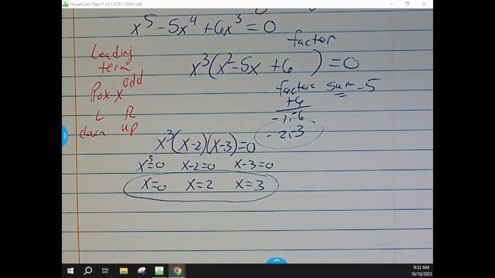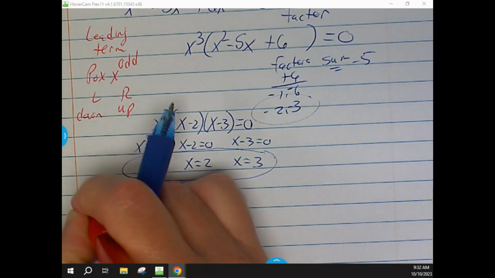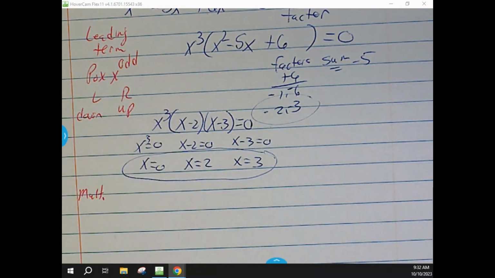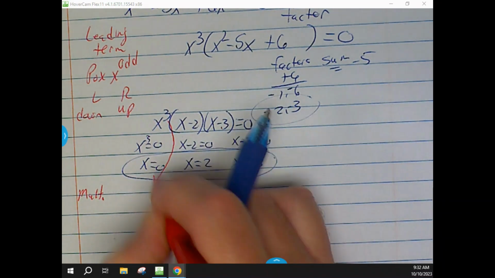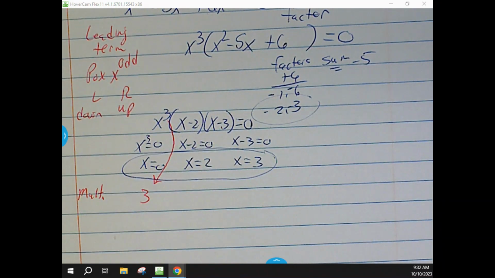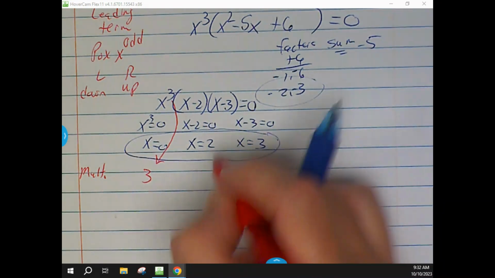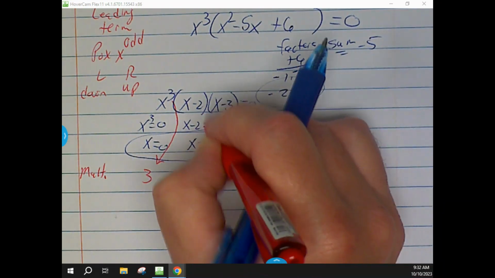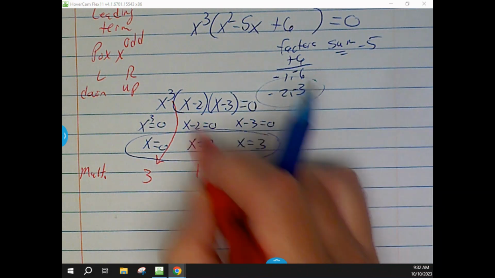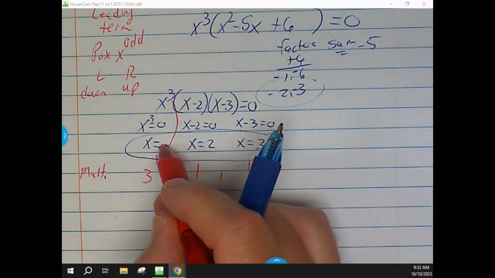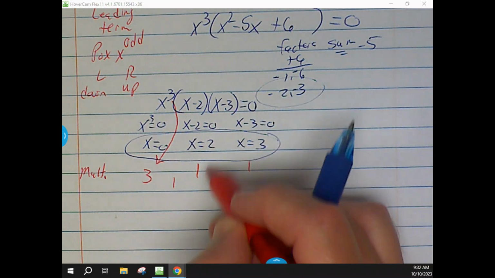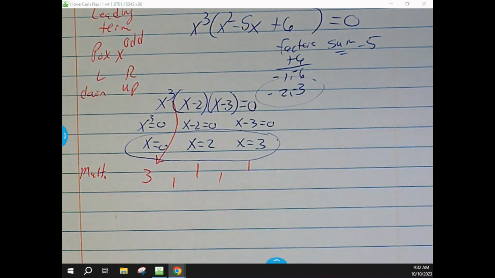All right, multiplicity. For your multiplicity, this one's x to the 3rd. So if they ask you for the multiplicity of 0, it's got a multiplicity of 3. If you're talking about x equals 2, that would basically be a multiplicity of 1, because there's no power there. Same thing for x equals 3, that would be a multiplicity of 1. So 0 has a multiplicity of 3. X equals 2 has a multiplicity of 1. X equals 3 has a multiplicity of 1.